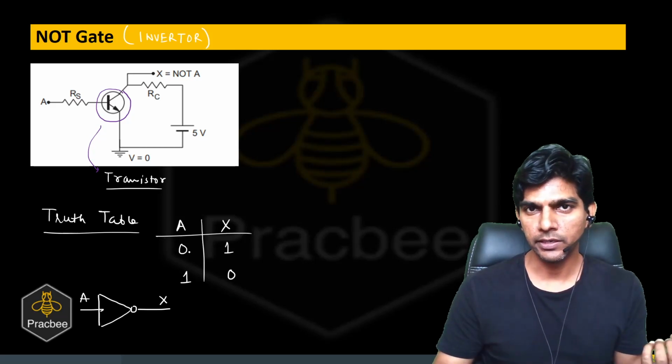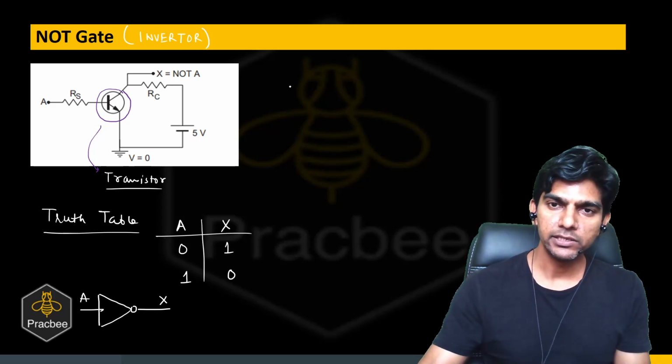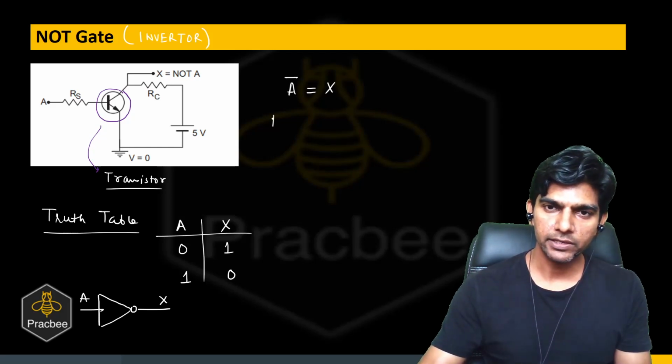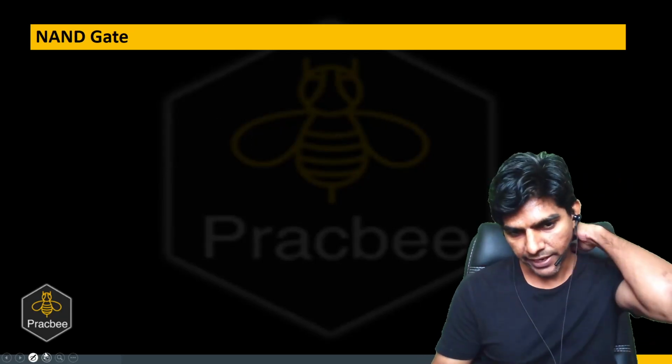If you have a low signal, it will invert that to high. If we have high, it will invert that to low. And in Boolean algebra, it can be written as A bar is equal to X, or we can say NOT A gives X. Okay, now let us see what a NAND gate is.